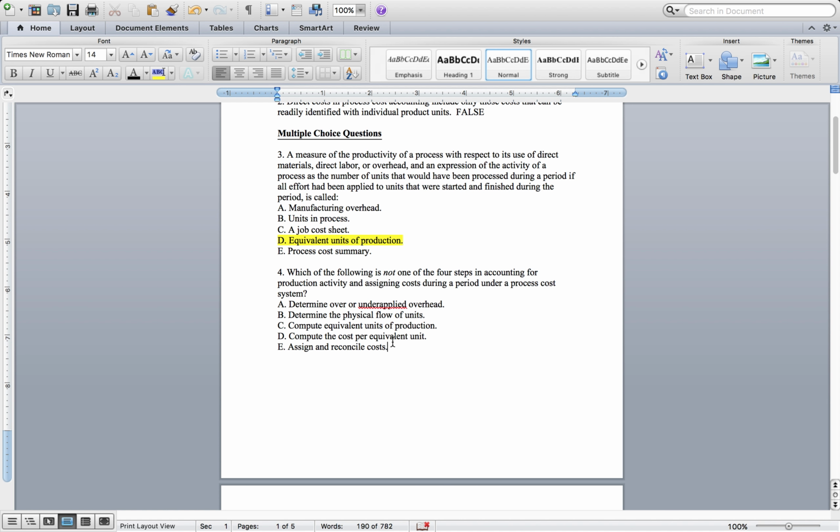Continue on now, number 4. So which of the following is not one of the purposes of accounting for production activity and assigning costs during a period under a process cost system? Okay, well, again, we know we're going to determine the physical flow of units. We just said we're going to compute the equivalent production, and you want the cost per equivalent unit, and we're going to assign costs. Now, the one thing we're not going to be doing is, what we did in previous chapters, was determine over or under applied overhead.